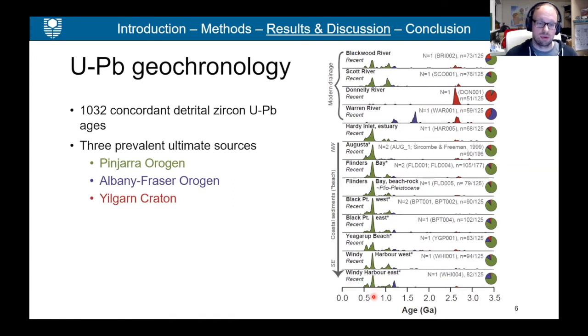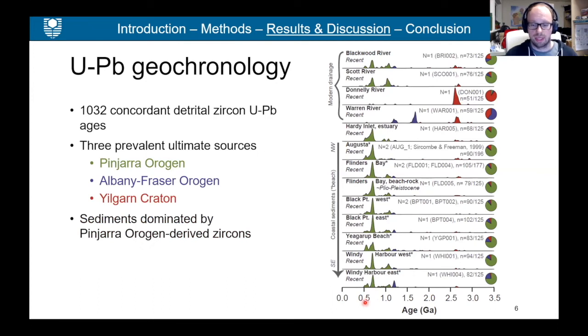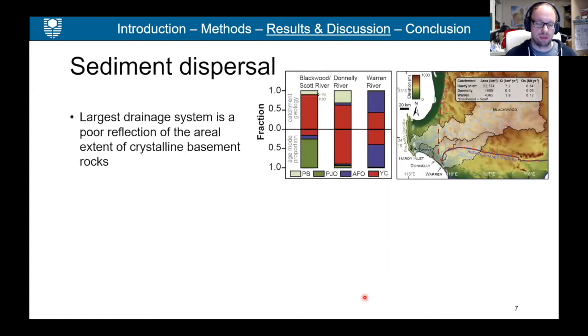And we see these 3 prevalent source rocks I've talked about before. In green, Pinjarra orogen, in blue, the Albany-Fraser orogen, and in red, the Yilgarn Craton. Straight away, we see that overall sediments are dominated by Pinjarra orogen derived zircon grains. Now the question comes up, what is first cycle or what is multi-cycle? But before we come to this, we want to have a look at the sediment dispersal system. So what are we actually looking at?